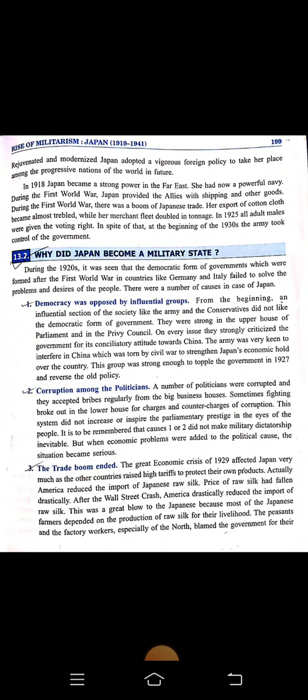Number three is the trade boom ended. The great economic crisis of 1929 affected Japan very much, as other countries raised high tariffs to protect their own products. Actually, America reduced the import of Japanese raw silk. The price of raw silk had fallen drastically after the Wall Street crash. This was a great blow to the Japanese because most of the Japanese farmers depended on the production of raw silk for their livelihood.